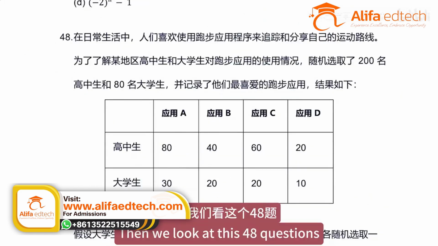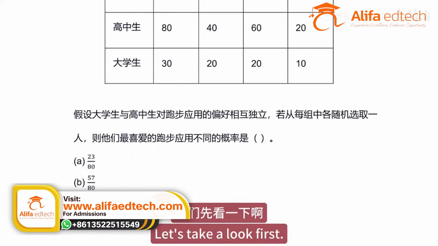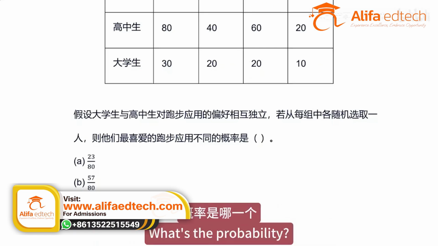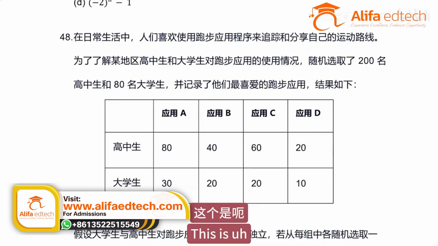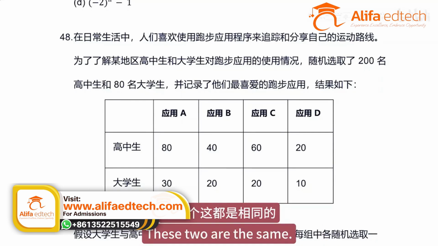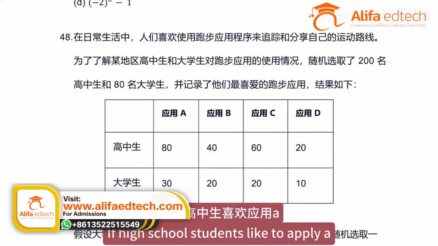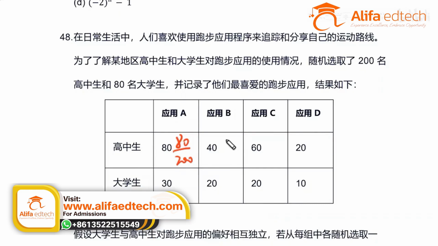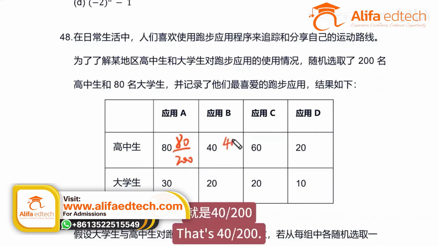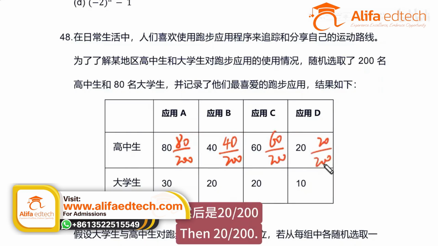Now let's look at question 48. This probability question is a bit tricky, right? Let's take a look. It asks, which one is the probability that running preferences are different? For different in this question, it means these are not the same. So, if high school students like application A, then it should be 80 divided by 200. If they like application B, then it's 40 divided by 200. Then it's 60 divided by 200. Then it's 20 divided by 200.